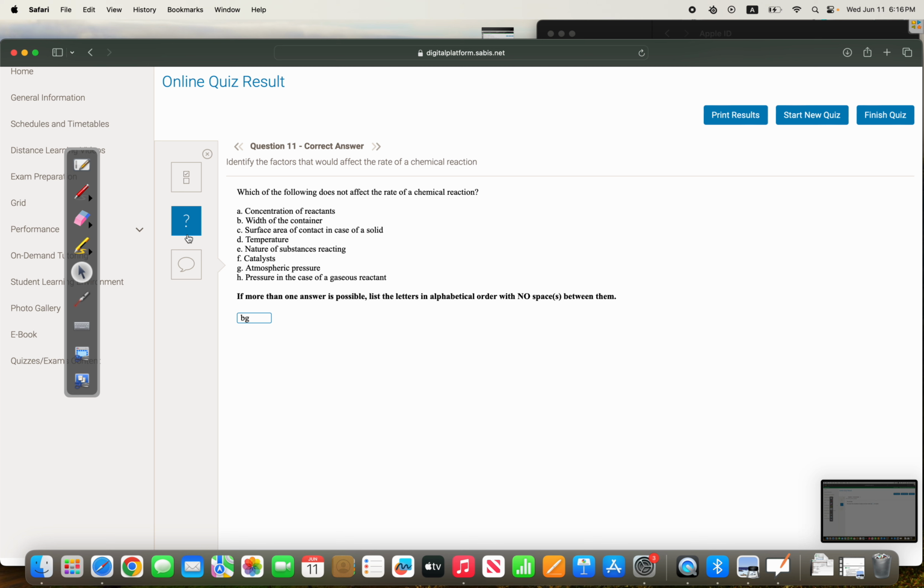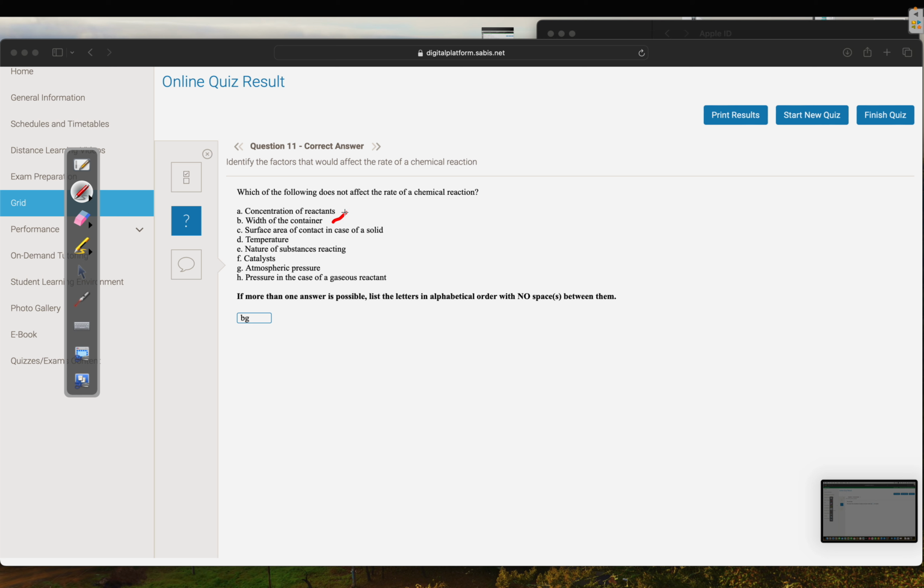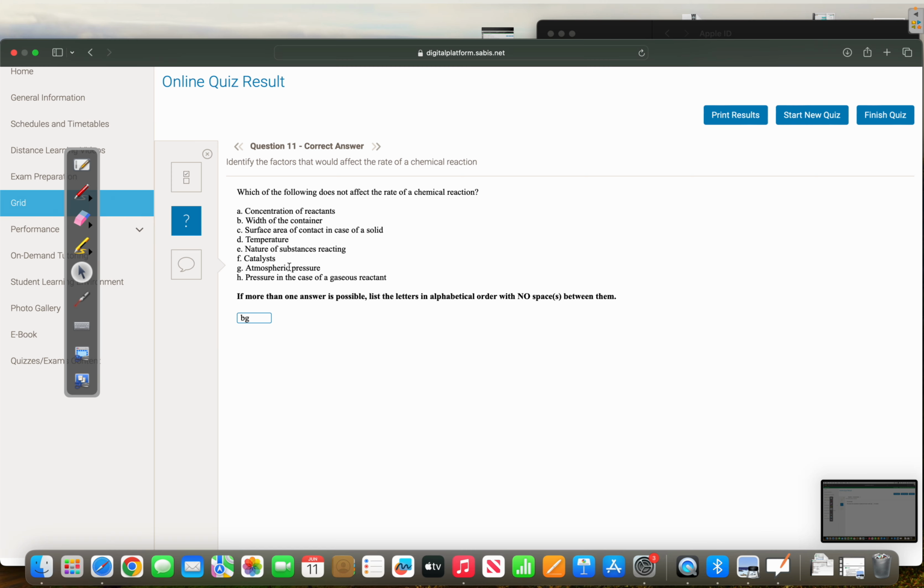In my opinion, they should have specified, like, if the reactant was a gas, let's say. So let's say there's an increase in the width of the container. If it's a gas, that's an increase in volume, which is a decrease in collisions and a decrease in effective collisions. But let's hope they specify, because here they said pressure in case of a gaseous reactant, okay, but for width of the container they didn't specify, so it doesn't affect. I hope what I'm saying is correct for the last sentence I just said.